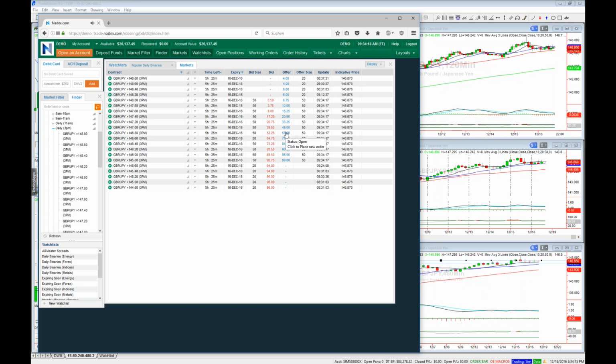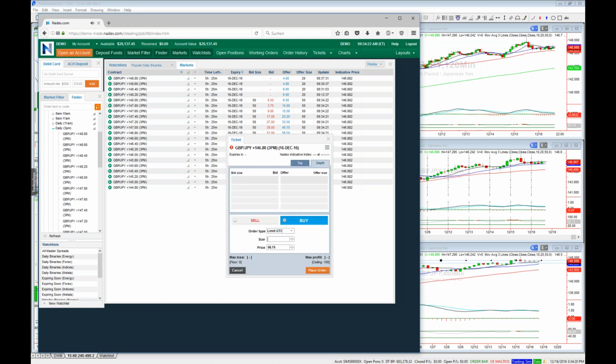I think the market might be rising, so I might be interested in just buying this contract. I'm clicking on the offer price. The trade ticket already comes up with buy selected. I'm going for one contract, buying this contract now for about $59.